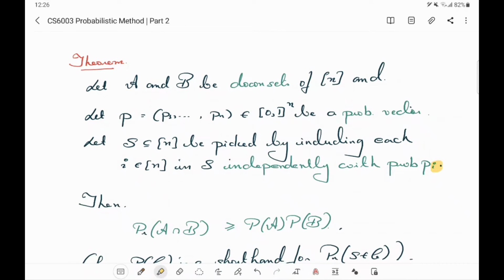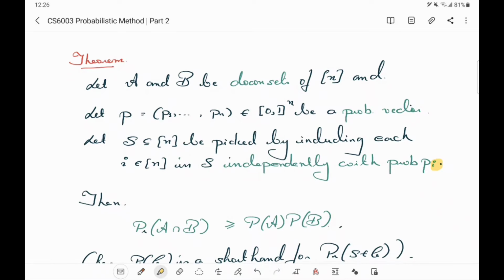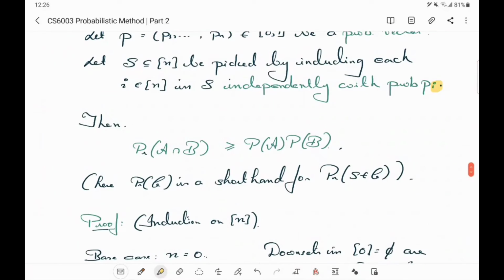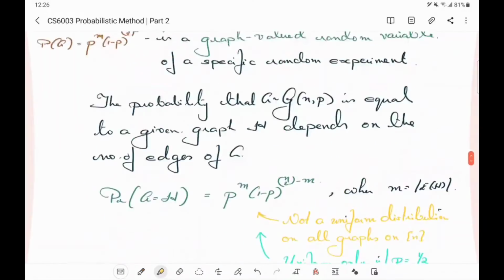By the way, in many of the proofs I will sometimes think of all of p1 to pn to be equal to some p. The proof does not change. This almost comes for free. If you can do this for p, p, p, the same proof will extend for this case, and since it comes for free, that's why we state it in this generality.